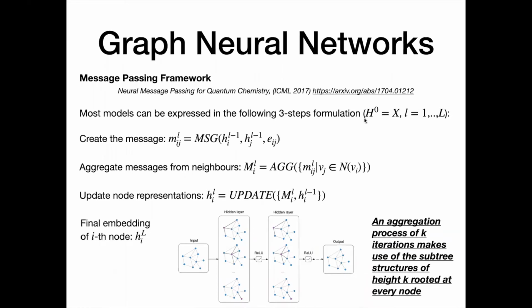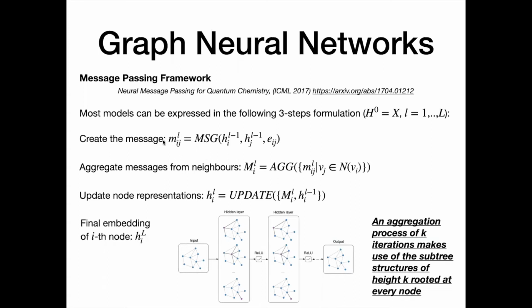First, let me start by defining the matrix H as the matrix that will contain the node embeddings. So the ith row of the matrix H will be the node embedding for the ith node. And at the beginning, at iteration 0, or at layer 0, the embedding of each node is equal to its feature vector. And so in the message passing framework, at each layer of the network, 3 operations are performed.